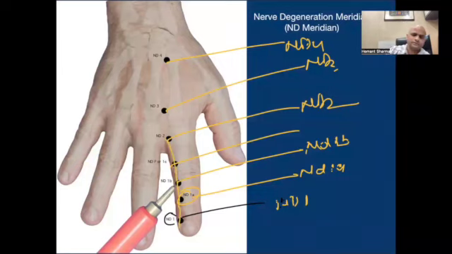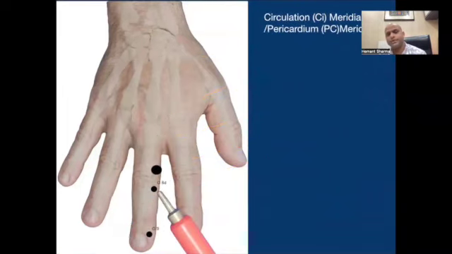So in the index finger, on one side we have the large intestine meridian, which is exactly the same as given in the TCM. And on the inner side we have the nerve degeneration meridian, which is the new meridian given by Dr. Voll. Then we are coming to the pericardium meridian. So this is the pericardium meridian, and there is no difficulty with this because we already know as per the TCM, this is the pericardium meridian. Any problems?